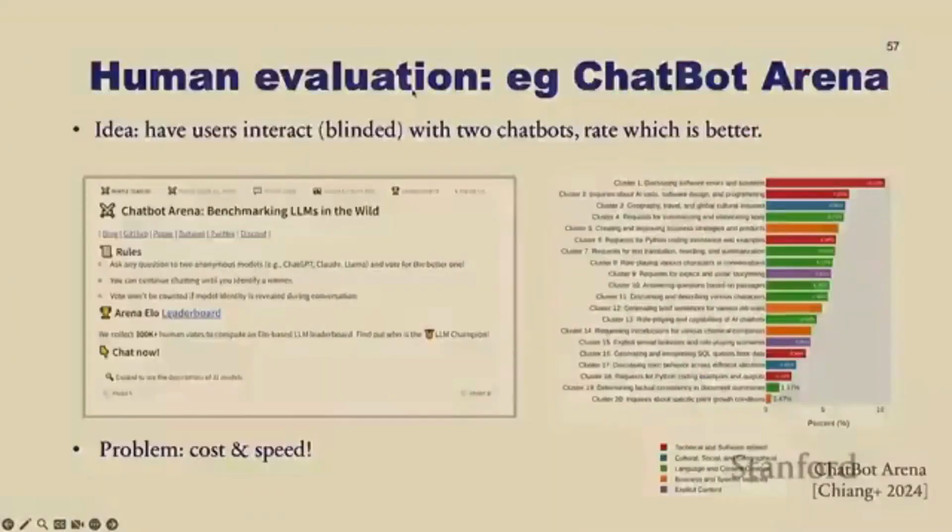So another issue is cost and speed. If you really want to use something like this for the development process, it will be too costly because you will basically need to pay a lot of humans to do that. So one simple idea is, again, as we said many times, just use an LLM instead of humans. You probably know the drill at this point.